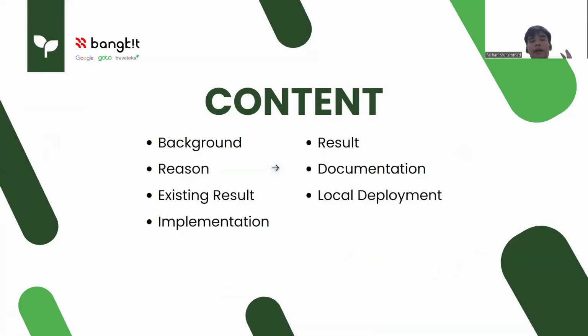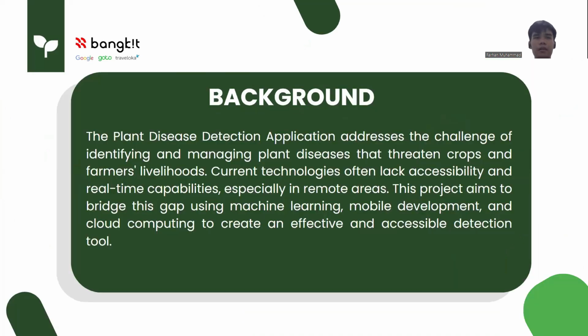Next, we divide our content into 7 sections, which are background, reason, existing result, implementation, result, documentation, and local deployment. Next, the background. The plant disease detection application addresses the challenge of identifying and managing plant diseases that threaten crops and farmer livelihood. We see the current technology often lacks stability and real-time capability to detect it. So we came up with this idea.